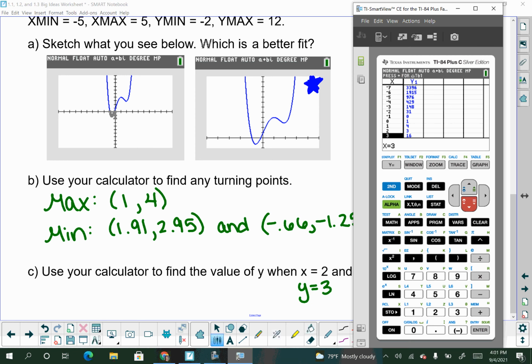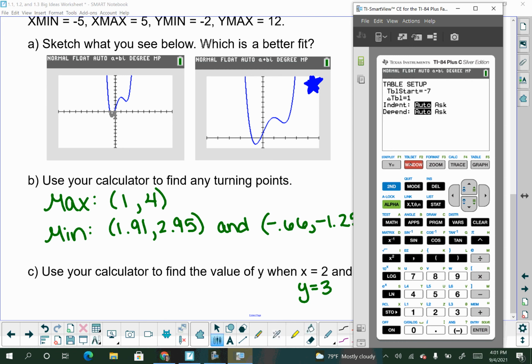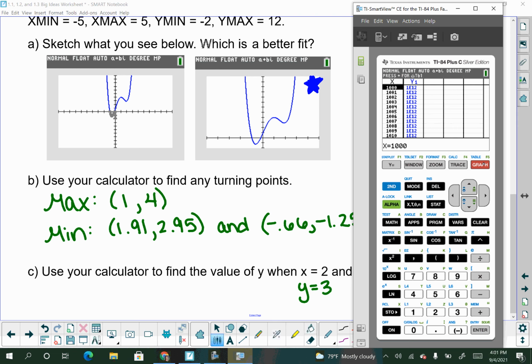Now, let's say you want to find the value of y when x is like 1,000,000. You don't want to scroll here forever. So what you can do is hit second window to your table set, and you can make your table start at whatever you want. So I could make my table start at, I don't know, 1,000. And then when I go to table now, second graph, I'm at those really big numbers without having to scroll that far.